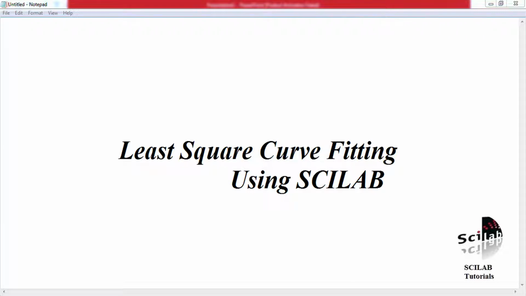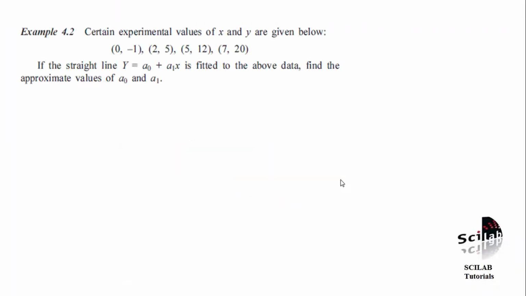So hello everyone. Today we are going to solve the problem of least square curve fitting by writing a code using Scilab. So for that I have picked up a problem. The given problem is: the experimental values of x and y are given below: (0, -1), (2, 5), (5, 12), (7, 20). If the straight line y = a0 + a1x is fitted to the above data, find the approximate values of a0 and a1.